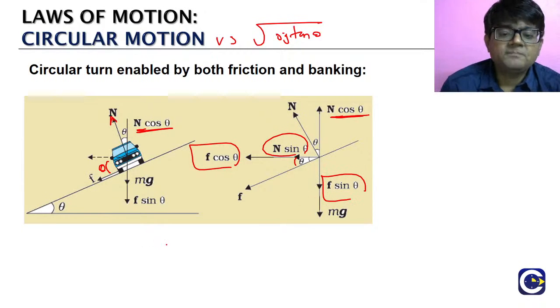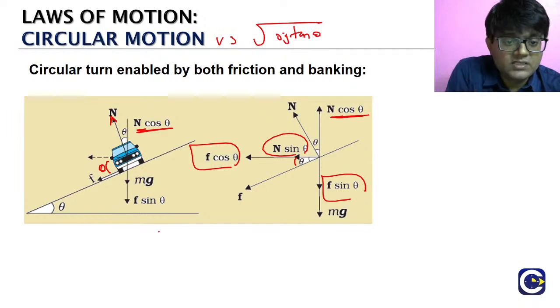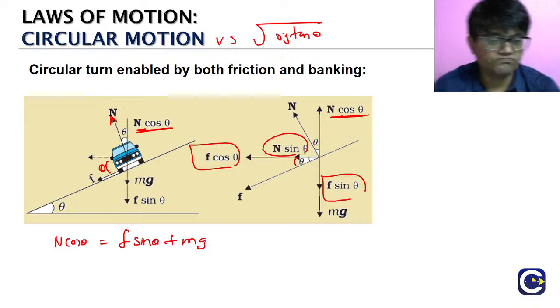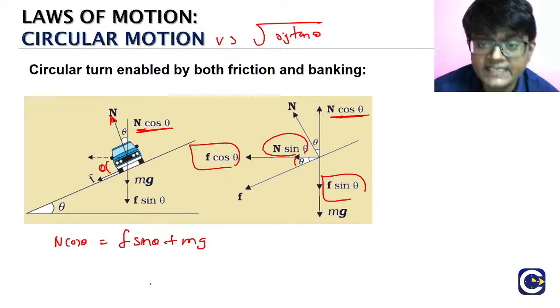Here, the car is not having a vertical motion, right? Which means N cos theta is equal to what? N cos theta is equal to F sin theta plus mg.